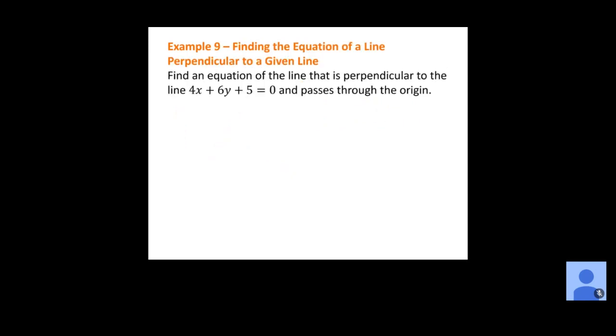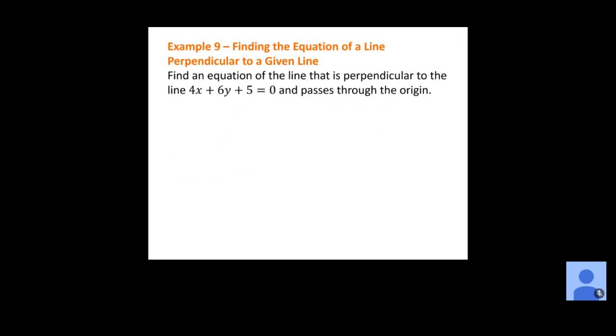All right. So last example, we want to find an equation of a line that's perpendicular to the line 4x plus 6y plus 5 equals 0 and passes through the origin. All right, so what's the first thing we're going to need to do here? We need to find the slope. Good. And this right here, I believe, is the exact same equation that we did previously, right?